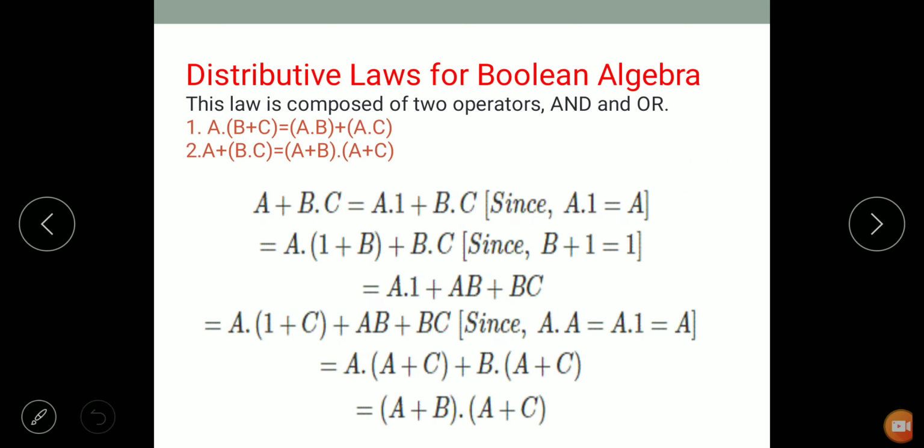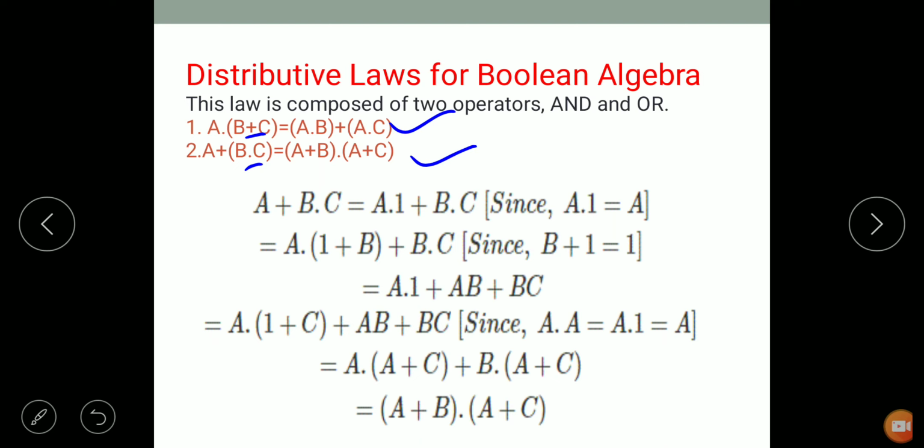Then next is the distributive law for Boolean algebra. Distributive law is: a dot in a bracket b plus c is written, using the distributive law, as a dot b plus a dot c. Second, if in place of dot we place the plus, and in place of plus we place the dot, then a plus b dot c is equal to a plus b, dot, a plus c.